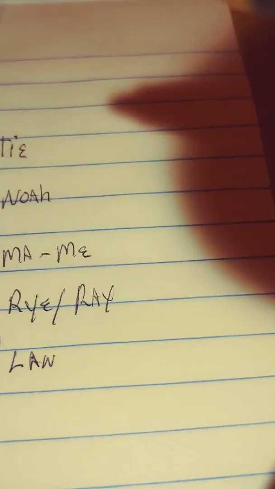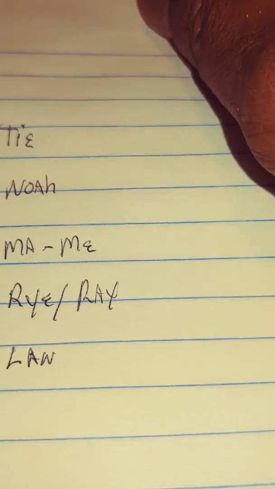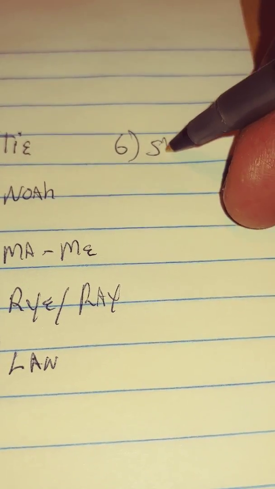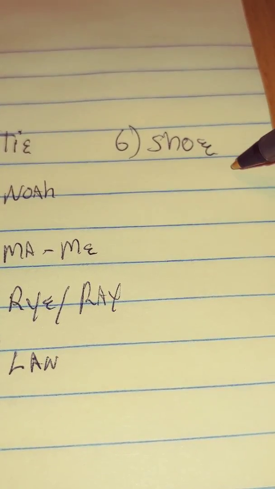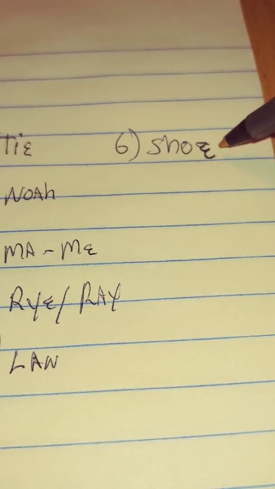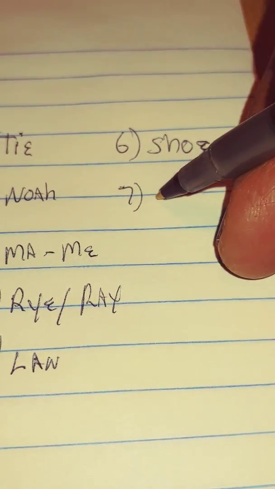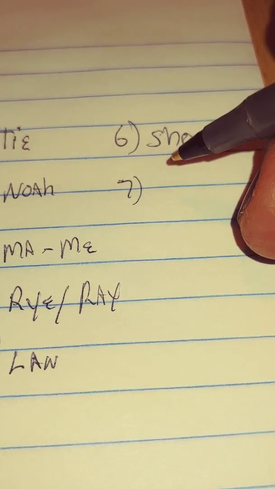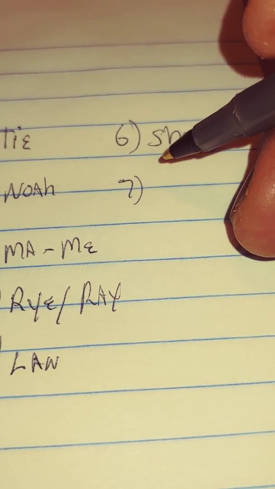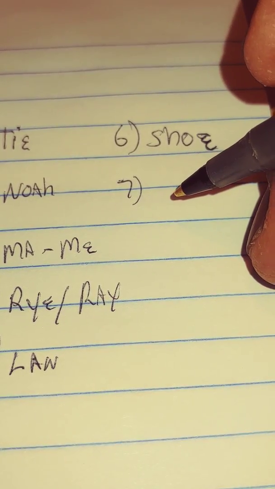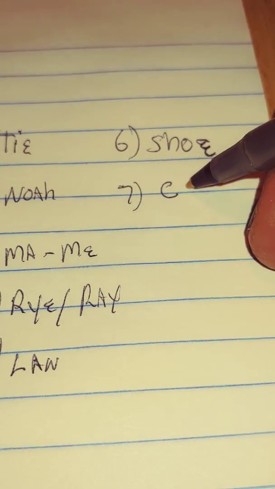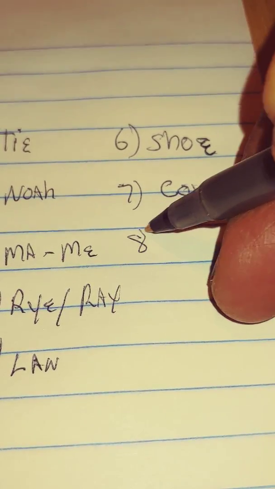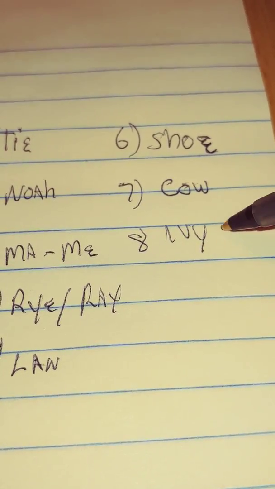Okay, move over here. Let's do number 6. Number 6 is the SH sound. It could be a shoe. Shoe. Number 7 is the K sound, like collar. What you could do here is simply use cow. Easy. Cow.